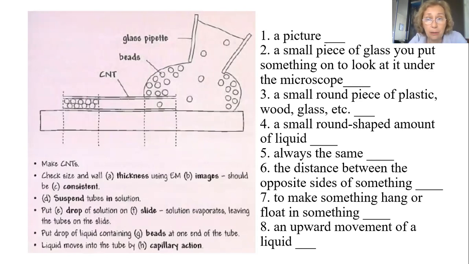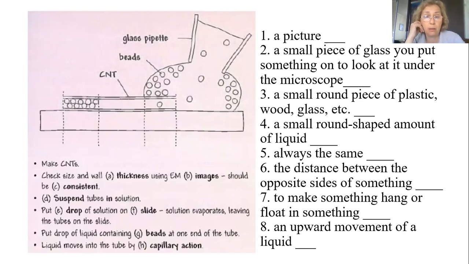Aidana, number 3. A small round piece of plastic, wood, glass, etc. Drop of solution. No, it's not beads. Beads, this is number 2. It's 3, it's a beads, yeah? Yes, 3 is beads. But number 2, small piece of glass, you put something. This is предметное стекло. Yes?